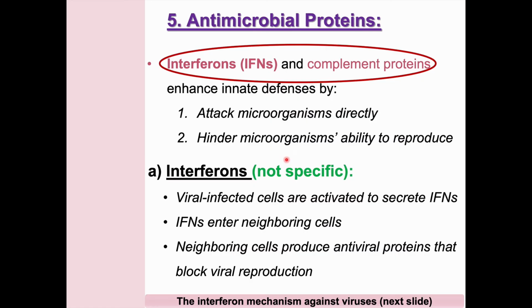Okay, then the antimicrobial proteins, that is the interferons and the complement proteins, enhance the innate defense and attack microorganisms directly and hinder the microorganism's ability to reproduce. Okay, the interferons: the viral infected cells are activated to secrete interferons. Interferons enter neighboring cells. Neighboring cells produce antiviral proteins that block viral reproduction.